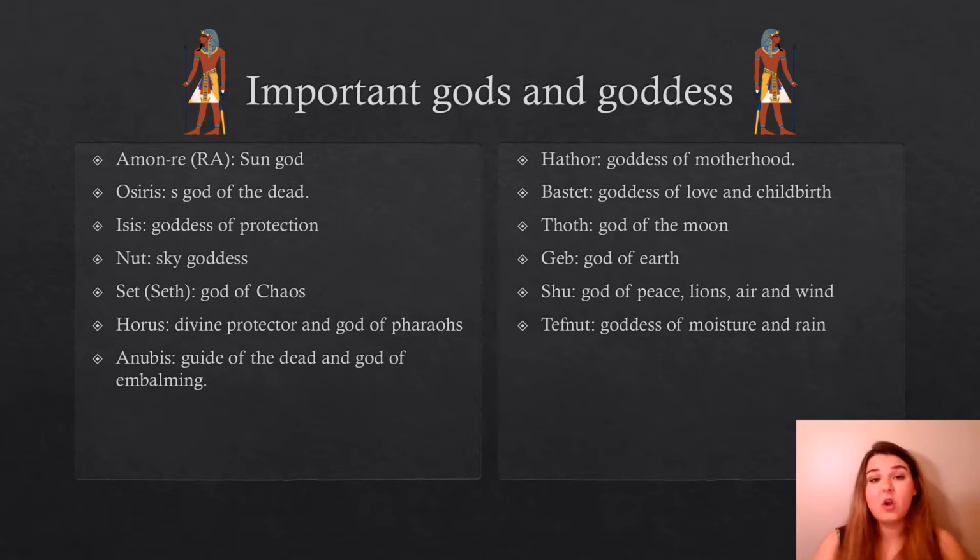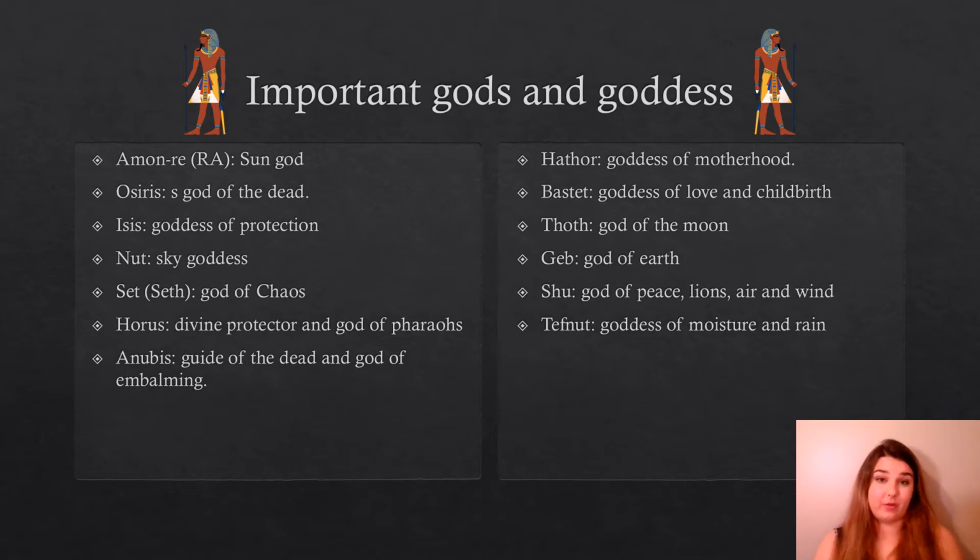Next we have Horus. Horus sounds like the word horse, but with an us at the end. Horus is the divine protector of gods and pharaohs. Next we have Anubis. You can pronounce Anubis by breaking it down into a new bus. Anubis is the god of the dead and the god of embalming.